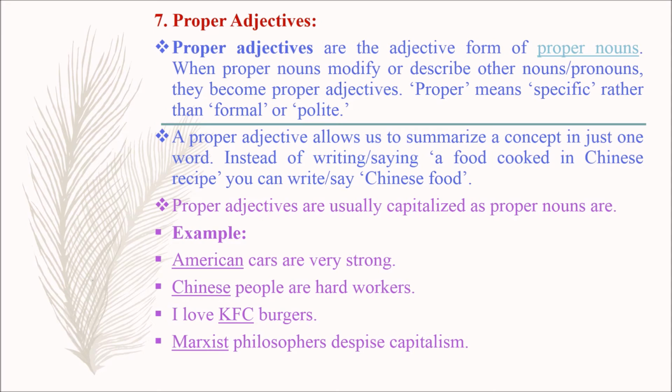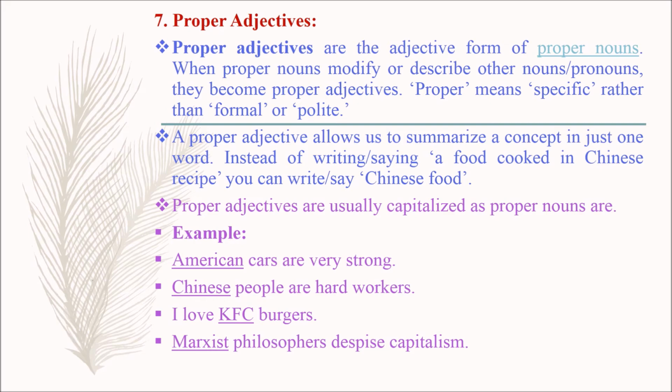Proper adjectives are usually capitalized as proper nouns are. Example: American cars are very strong. Chinese people are hard workers. I love KFC burgers. Marxist philosophers despise capitalism. Here, American, Chinese, KFC and Marxist are proper adjectives.